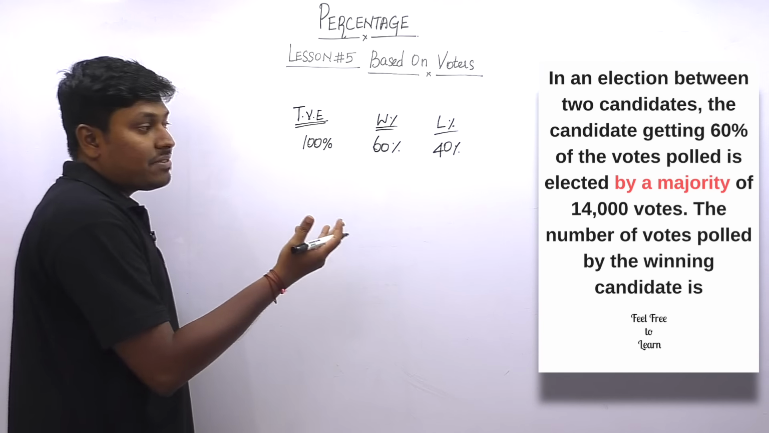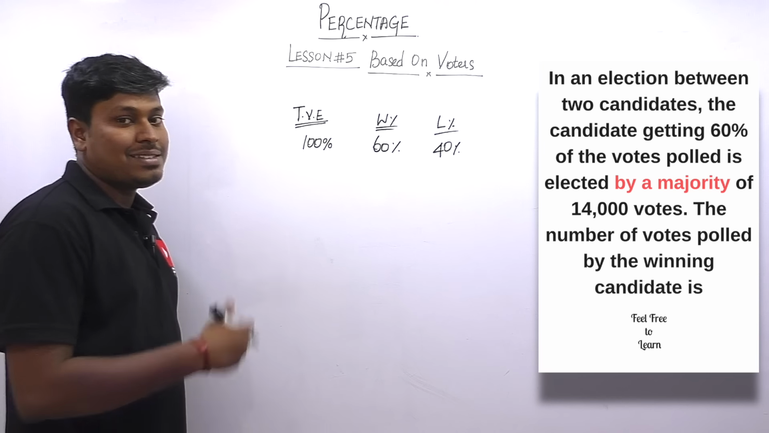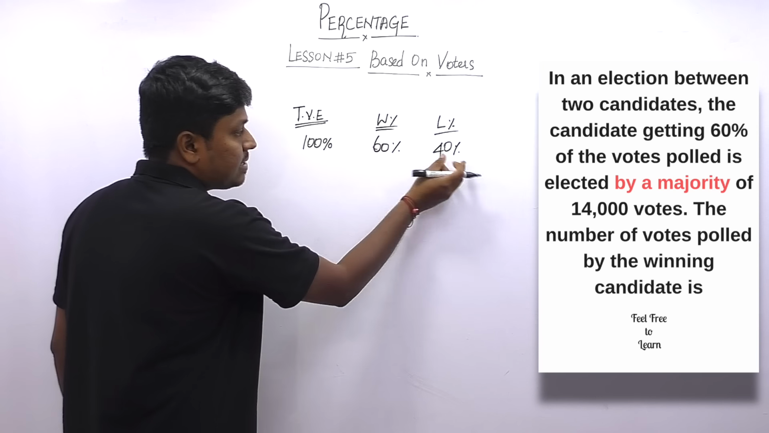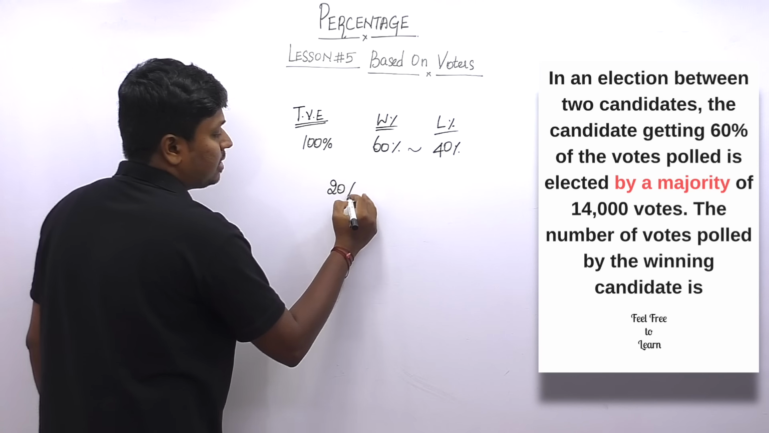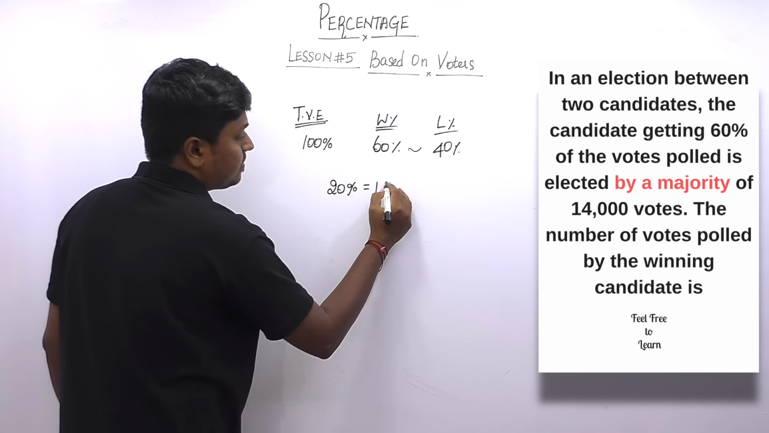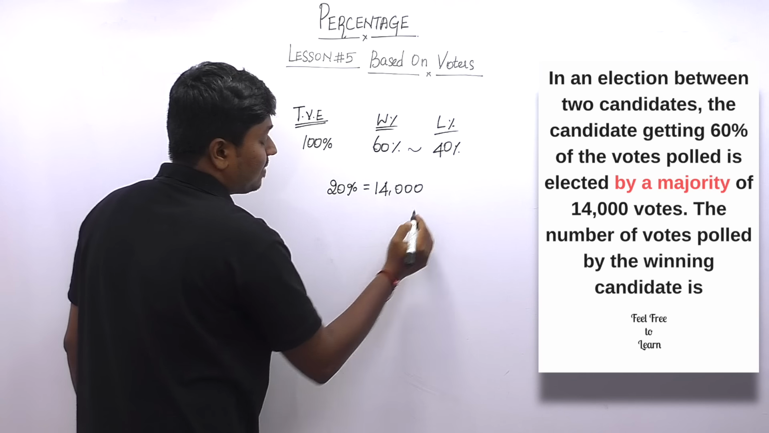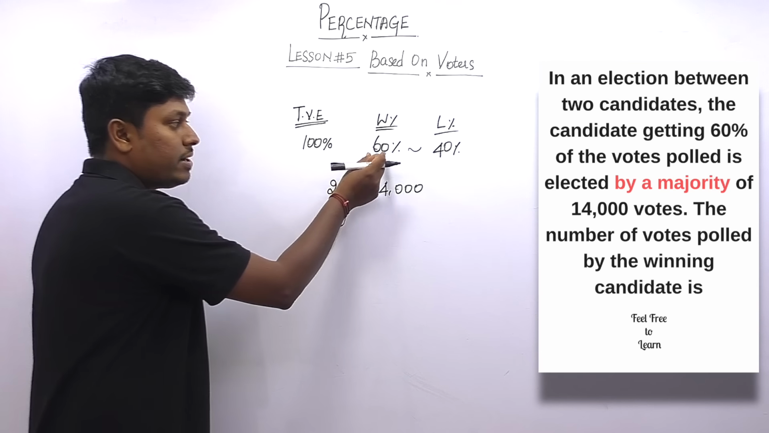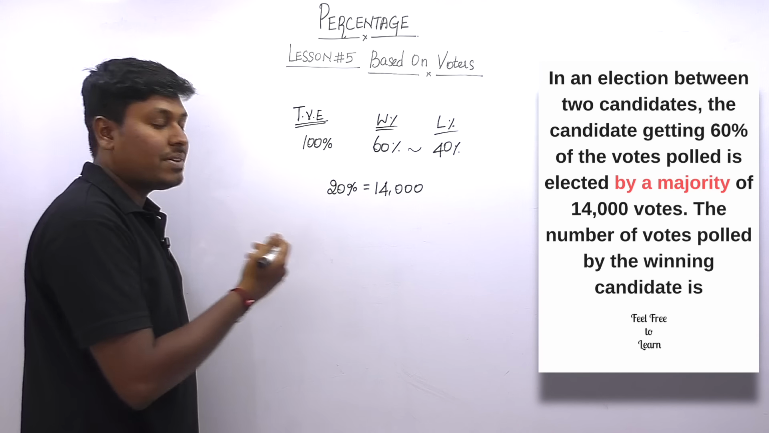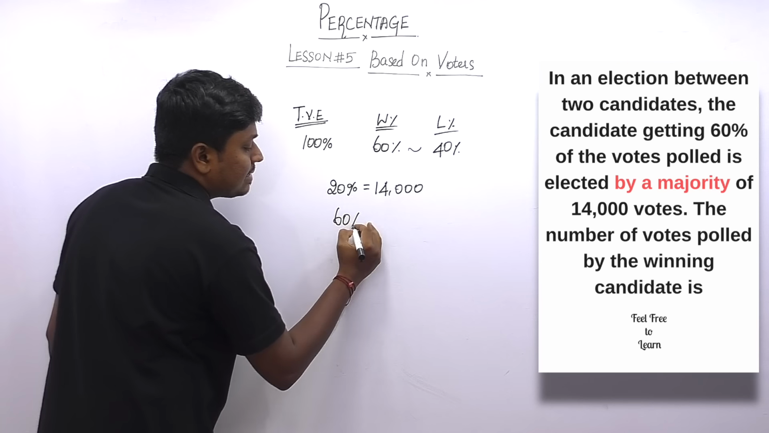And the value they have given, the majority of 14,000, means the difference between the winner percentage and the loser percentage. So the majority, which is the difference, is 20%. The majority they have given is 14,000. Our target is to find the number of votes the winning candidate got. We already know that the winner got 60%, so our target is to find what is 60%.